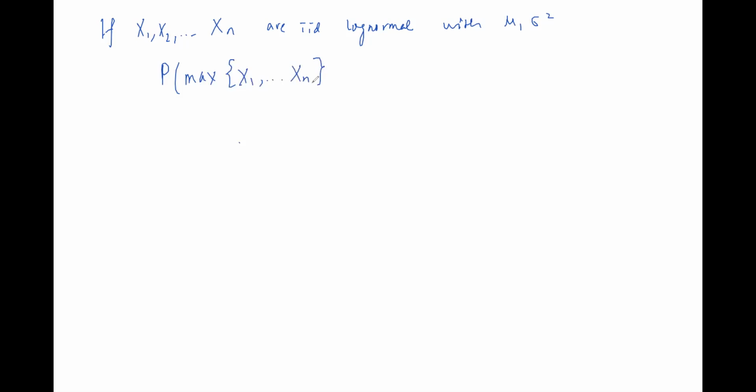Okay, so this is the third part, right? If x1, x2, up to xn are IID log normal with mu and sigma square as the parameters, show that P of max larger than n is of this form, e of 2 mu plus sigma square over 2.